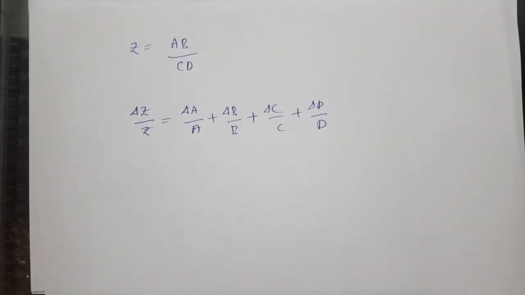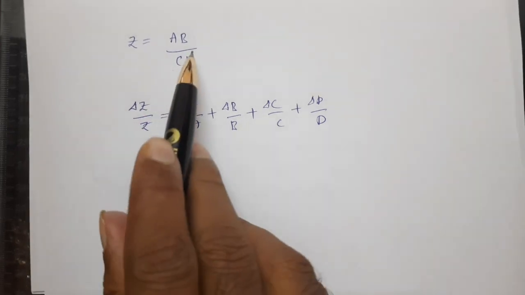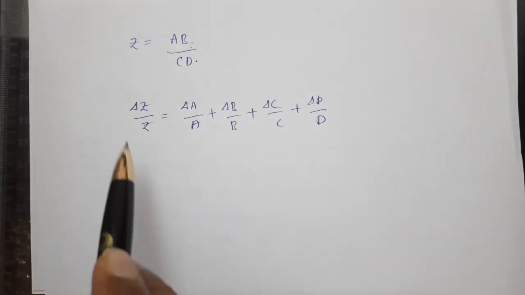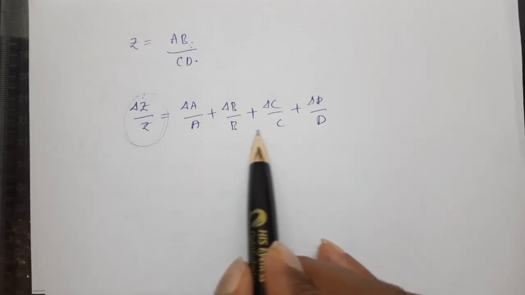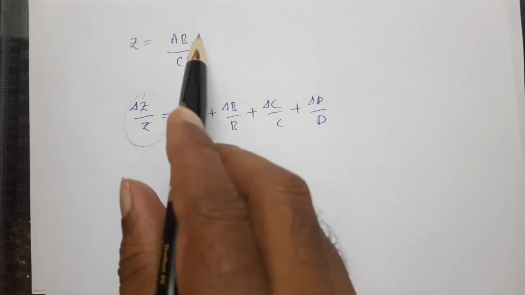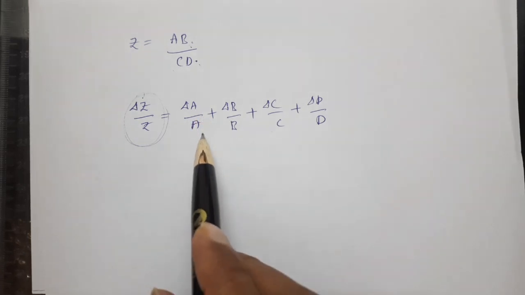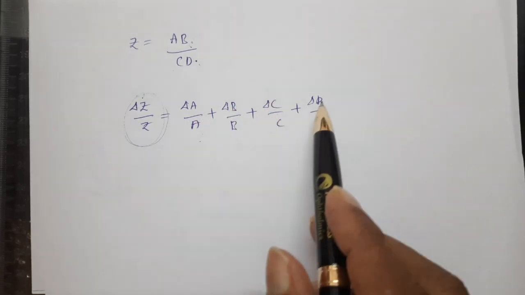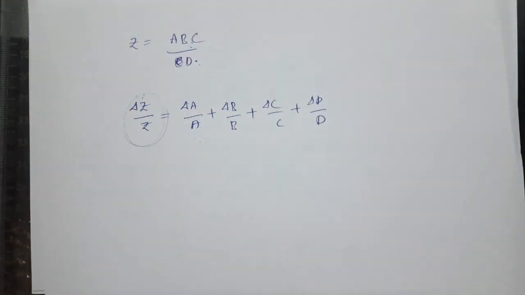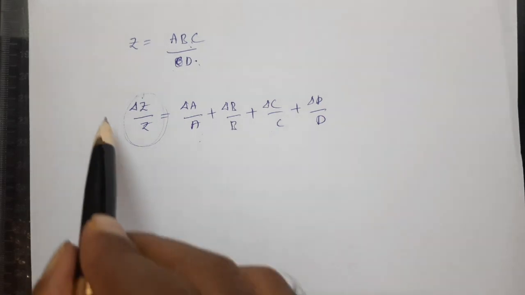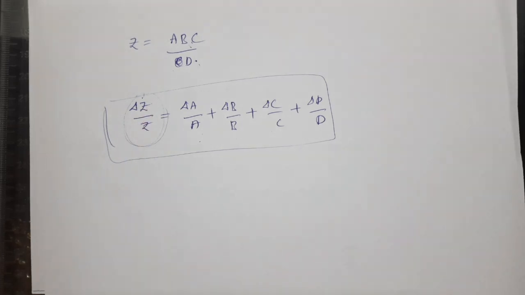I told you just now we have made a rule: when quantities are multiplied or divided, whether multiplied or divided, the final result is the sum of the relative errors of the individual quantities. Suppose we have four quantities multiplied and divided like this, we write delta z by z equal to delta a by a plus delta b by b plus delta c by c plus delta d by d and so on. Of course, you may have a into b into c divided by d. The same relation holds good when we find the relative error in the final result.